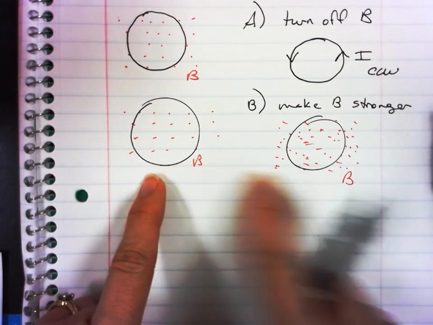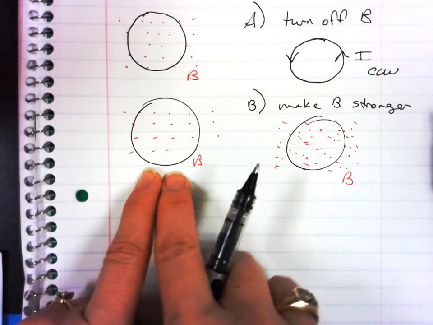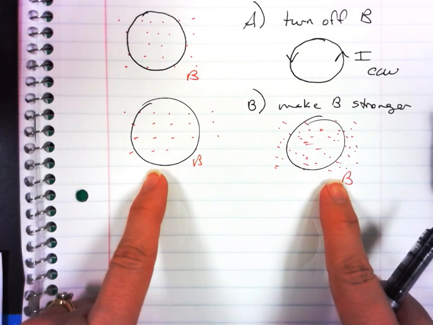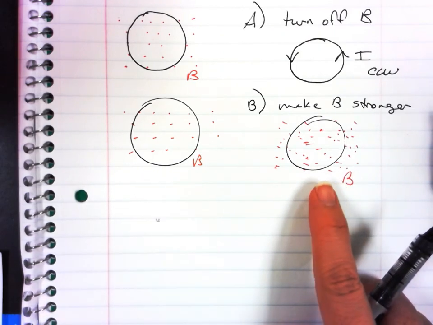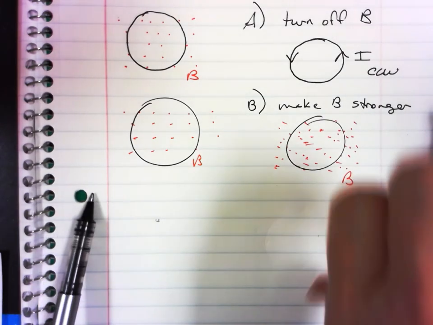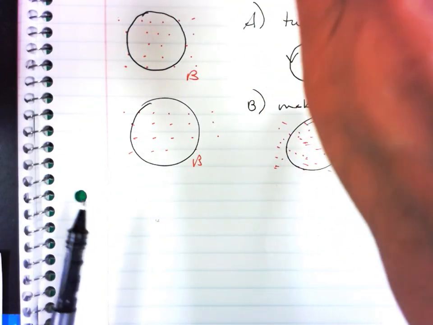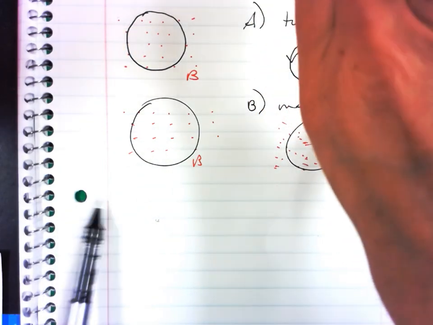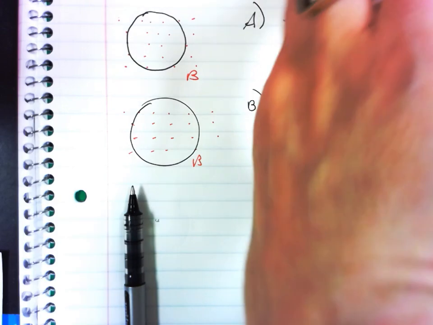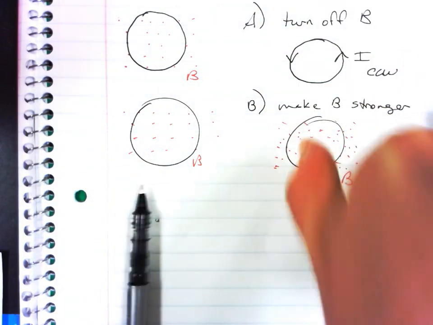So the loop does not want more field. It wants to keep this amount of field. So if you give it more, it's going to say, I don't want more. So it's got to cancel it out. It cancels it out by making one in the opposite direction. So for it to make a magnetic field into the page, to cancel out this increase, current has to flow clockwise.